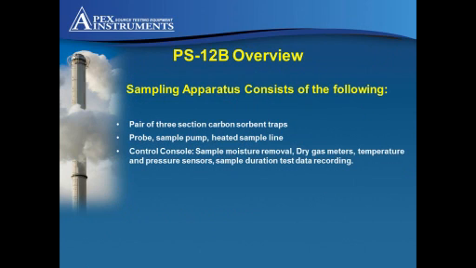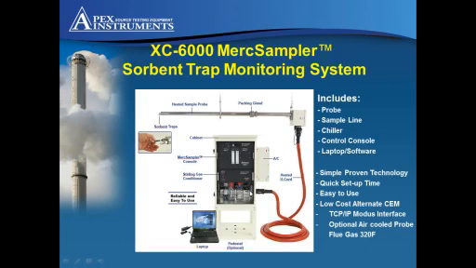So a pair of 3-section sorbent traps, sampling for typically 7 days. The system comprises a dual trap probe, sample pumps, a heated sample line, a control console, sample moisture removal, and high integrity test data collection. A typical picture of the hardware, although there is great flexibility in the equipment packaging to suit the process conditions and test application. I'll touch on this a little bit more later on.